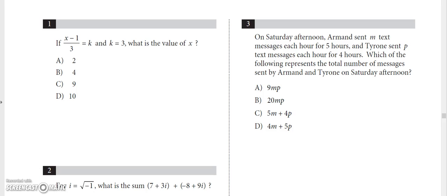So the first problem says if x minus 1 divided by 3 equals k and k equals 3, what is the value of x? So this problem is very simple. All you gotta do is plug in k. They give you k, so you just plug it into the equation.